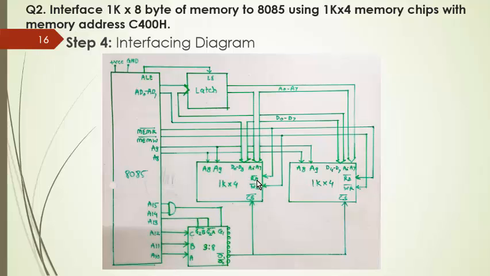Then about the control signals, read bar and write bar. Read bar and write bar of memory IC, you have to connect to both memory ICs. In this question also the specific type of the memory is not given, that is, the RAM or ROM kind of IC is not mentioned. That's why I have connected both the control signals to memory IC, read bar and write bar. So in case of ROM kind of IC, you have to connect only read bar, and in case of RAM kind of IC, you have to connect both read bar and write bar.